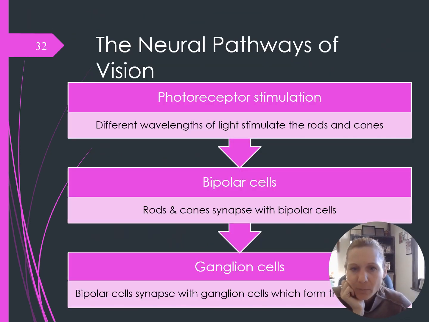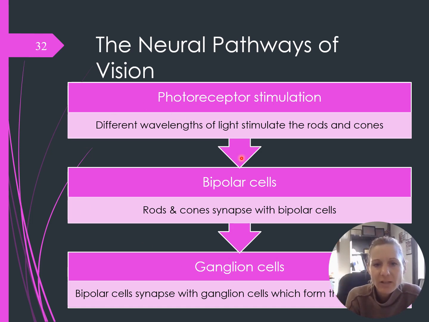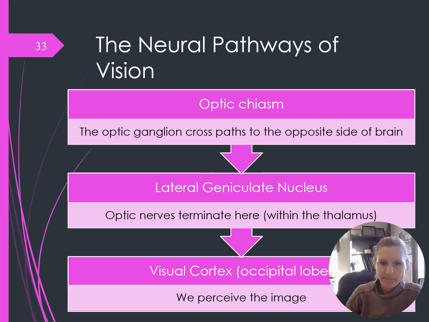Okay, so let's take a look at the neural pathways associated with vision. First things first, we're going to have photoreceptor stimulation. So we're going to activate the rods and cones based on those wavelengths of light that are reflected off of the lens. And those photoreceptors are going to then interact with the bipolar cells, and bipolar cells are then going to interact with ganglion cells. Then those ganglion cells are going to cross over what's called the optic chiasm. Think of the optic chiasm as a cross where I'm going to take the info from the left and switch it over to the right side and vice versa.